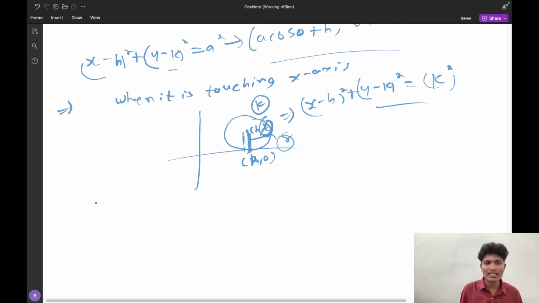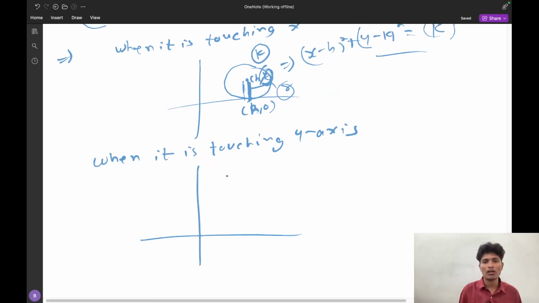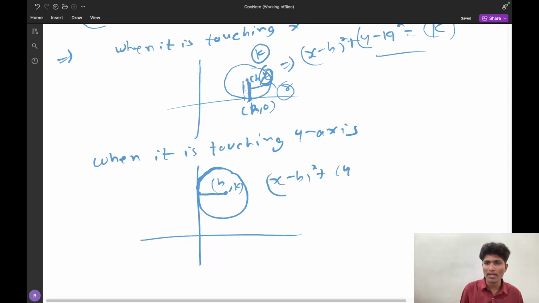And when it is touching the y-axis, how does the equation change? When it is touching the y-axis, let's visualize. This is the circle. If it is touching the y-axis, what is not changing here? The y coordinate will not change. So y will be k only, h comma k. Again the circle equation is the same, that is x minus h whole square plus y minus k whole square.